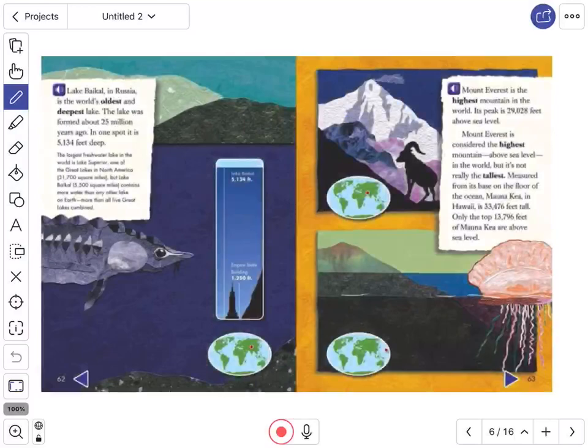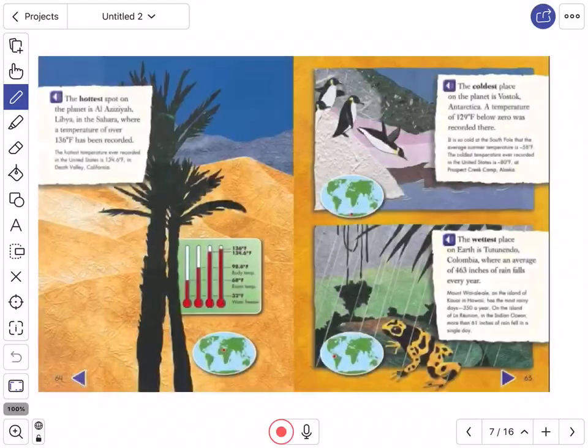Mount Everest is the highest mountain in the world. Its peak is 29,028 feet above sea level. Mount Everest is considered the highest mountain above sea level in the world, but it's not really the tallest. Measured from its base on the floor of the ocean, Mauna Kea in Hawaii is 33,476 feet tall. Only the top 13,796 feet of Mauna Kea are above sea level.